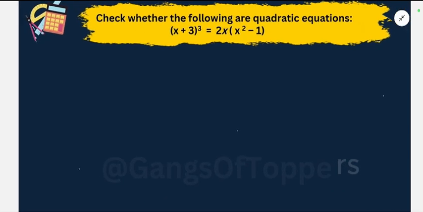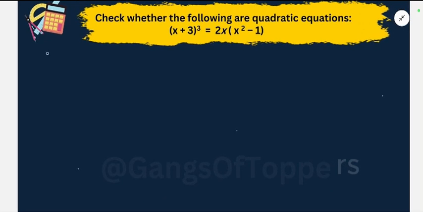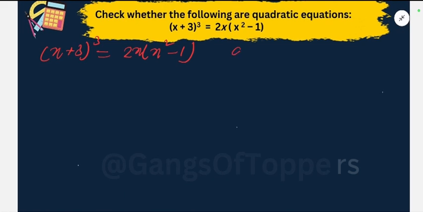The question is (x plus 3) the whole cube equals 2x into (x square minus 1). Now, a cube plus b cube, what will happen? The answer is the formula of (a plus b) whole cube.